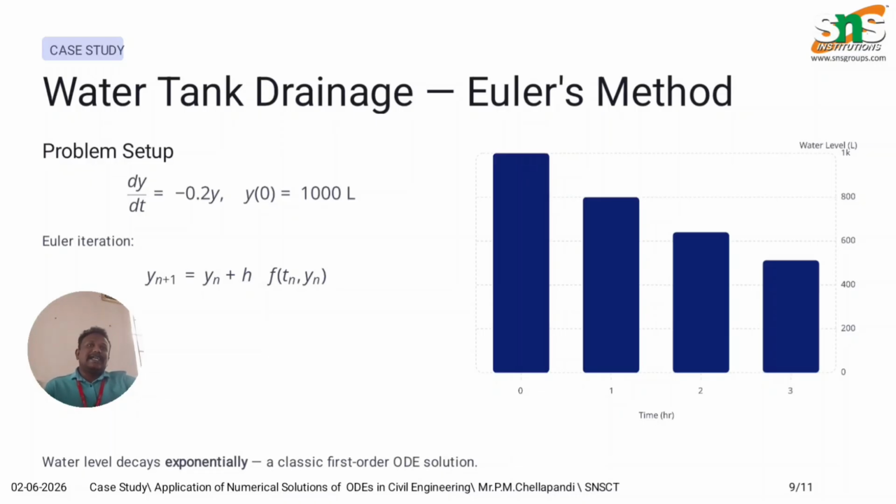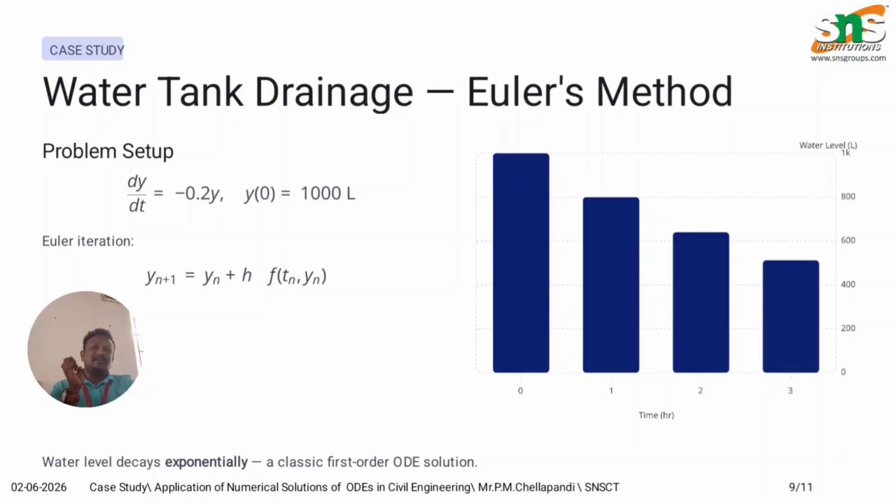Water tank drainage using Euler method. Suppose we have a water tank filled with water. As water flows out through an outlet, the water level gradually decreases with time. Our objective is to predict how much water remains after certain time intervals. These problems can be represented using first order differential equations. To solve this problem, we apply Euler's method.